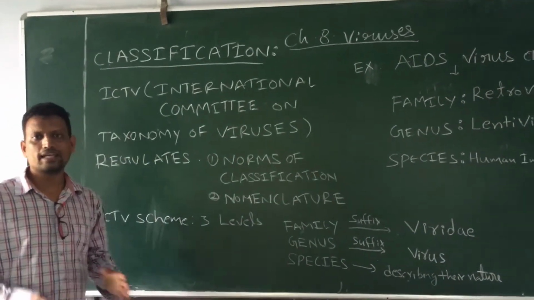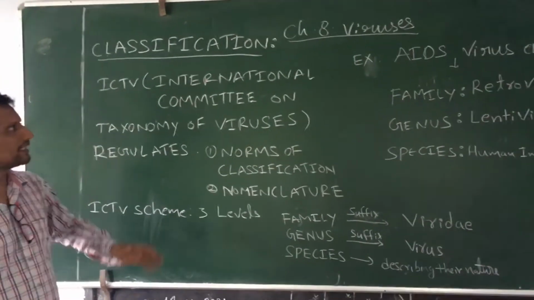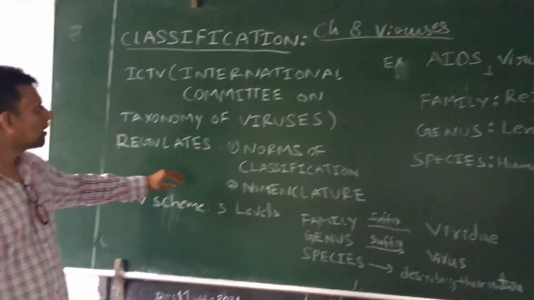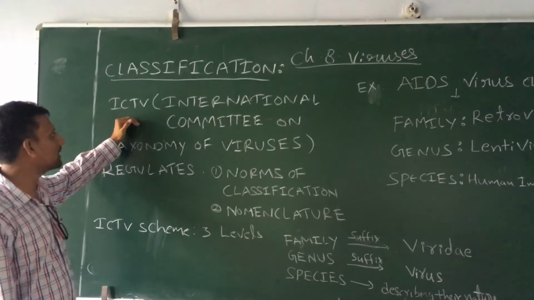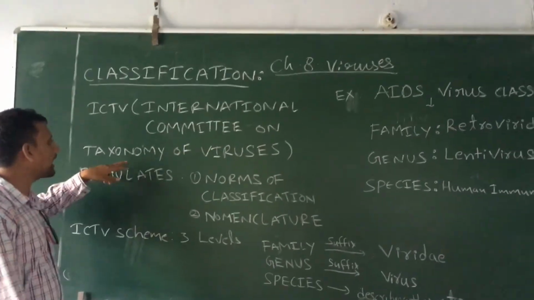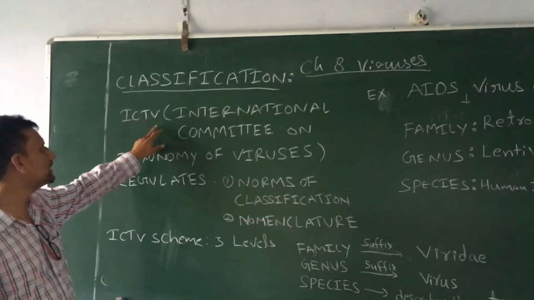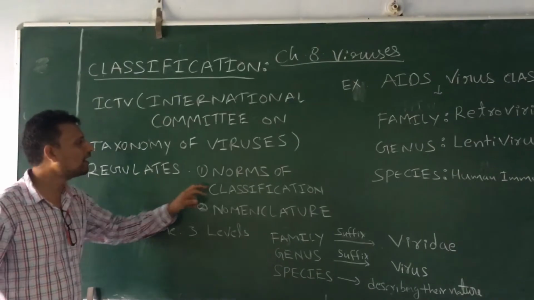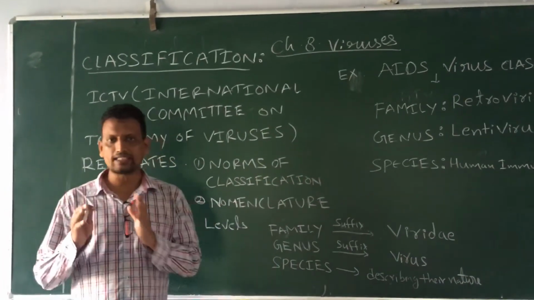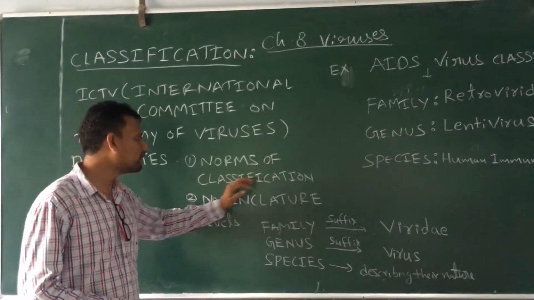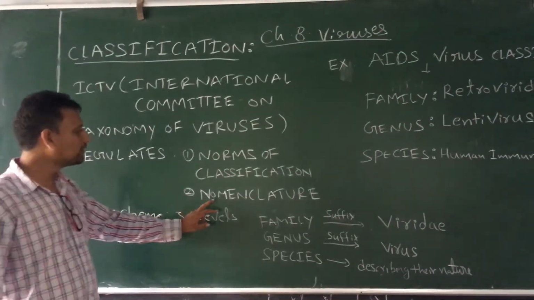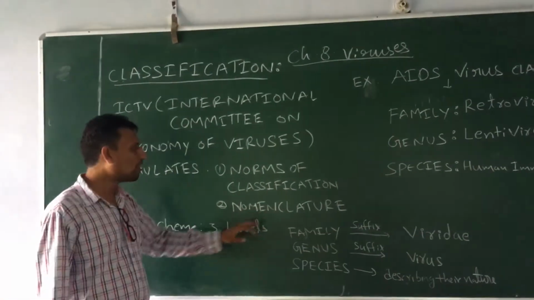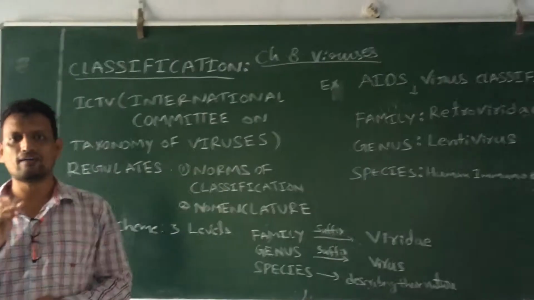Here also there are family, genus and species, like in other organisms. But this is given by one committee, called the International Committee on Taxonomy of Viruses, simply called ICTV. This international committee regulates the norms of classification, how viruses will be classified. And next, it regulates the rules for nomenclature. What rules do we have to follow to name viruses?